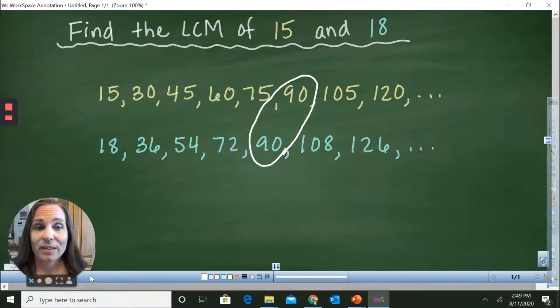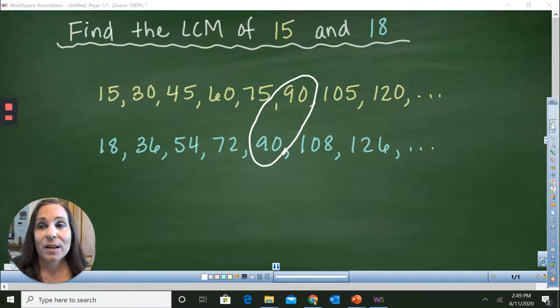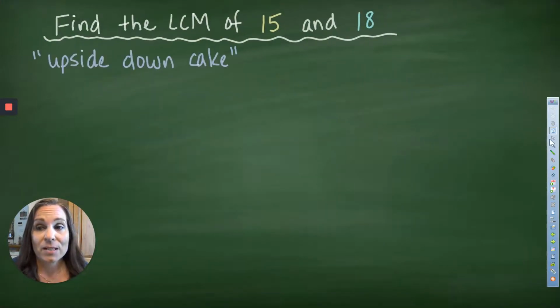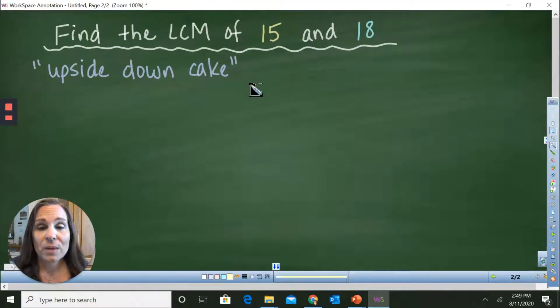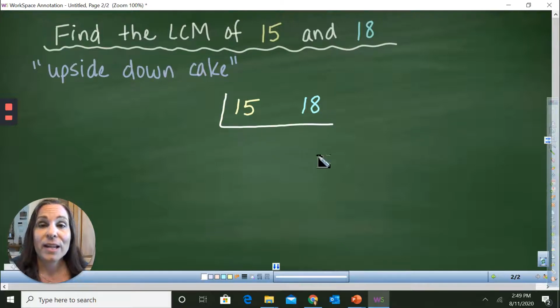The other method is called the upside down cake method, sometimes the upside down birthday cake method, if you've heard that before. So to use this method, I'm going to write 15 and 18 side by side. And I'm going to try to think of a number that divides into both numbers evenly, meaning without a remainder. So I know that 3 goes into both. So 3 goes into 15 5 times, and 3 goes into 18 6 times.